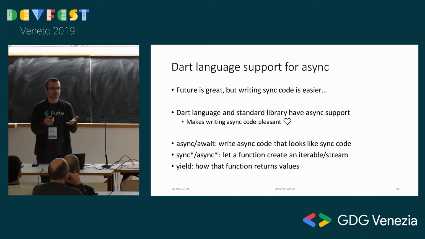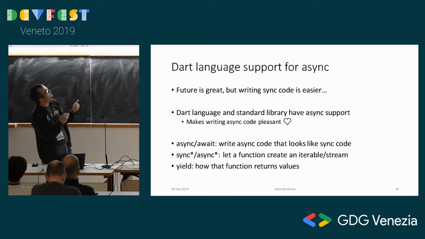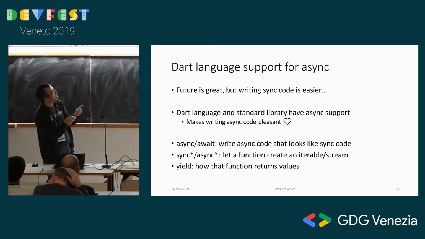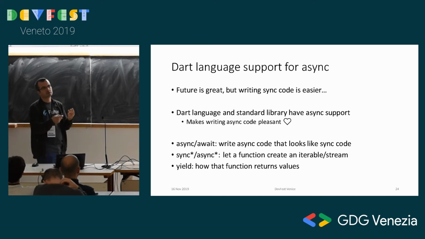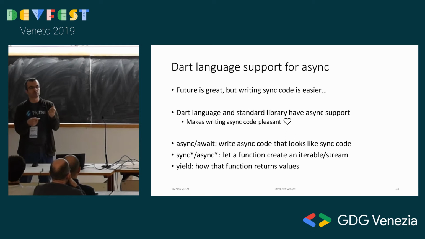We don't have that in Dart, actually. So in any other language, we would have that. But in Dart, synchronous code is easier, we would say. But the Dart language and the standard library have async support. So what do I mean by that? If you open a file in Dart, you get a future from the standard library. You don't get the file handler.